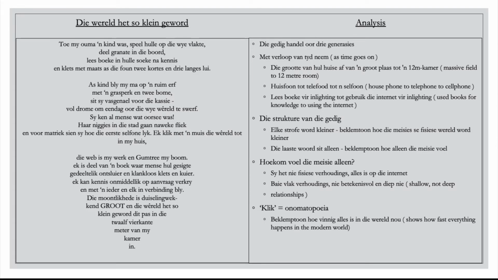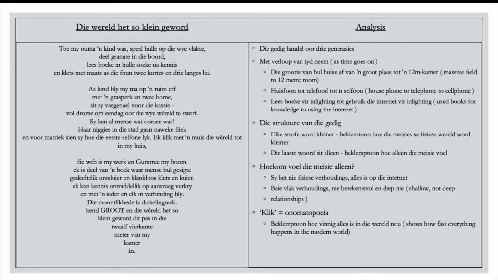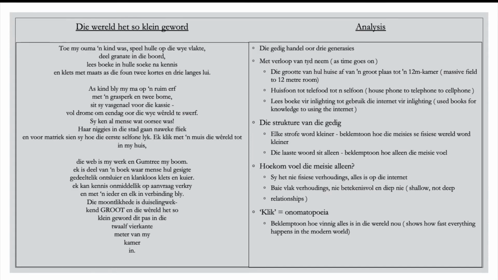Then we're going to look at how the grandmother, mother, and daughter learned. So it says in the third line, the grandmother lees boeke en hulle soek na kennis. So the grandmother reads actual books in search of information and knowledge. But then the daughter uses the internet for information, which is basically what we're all doing now with like online schooling and Google Classroom.